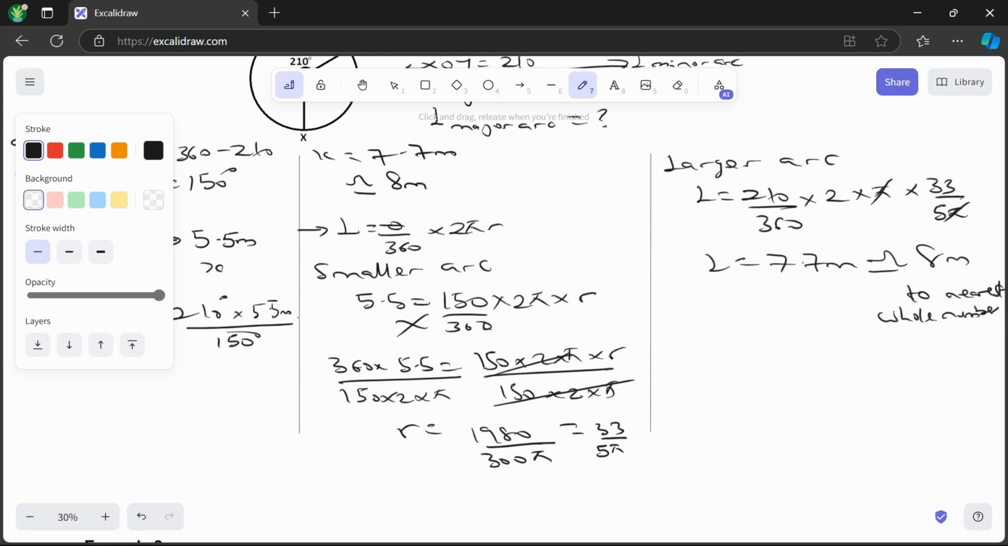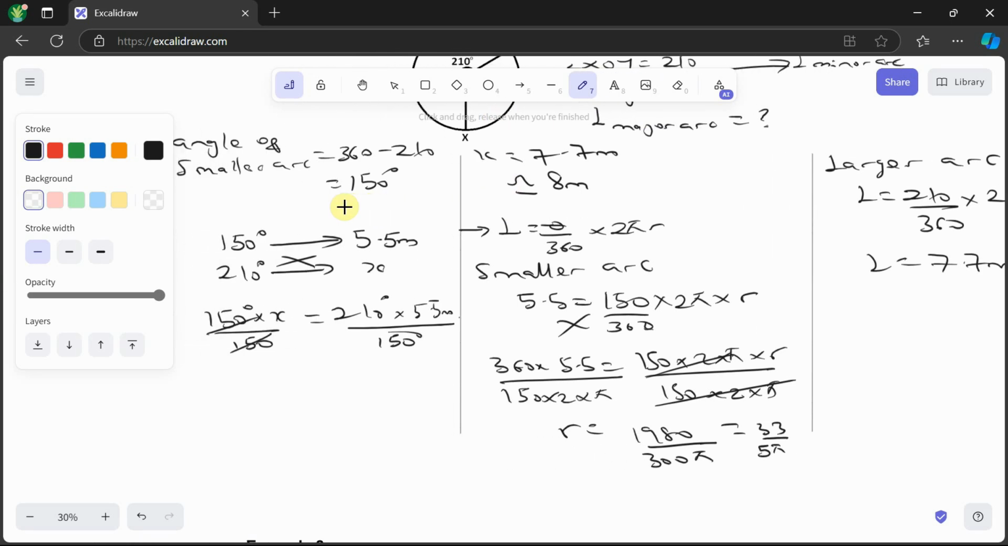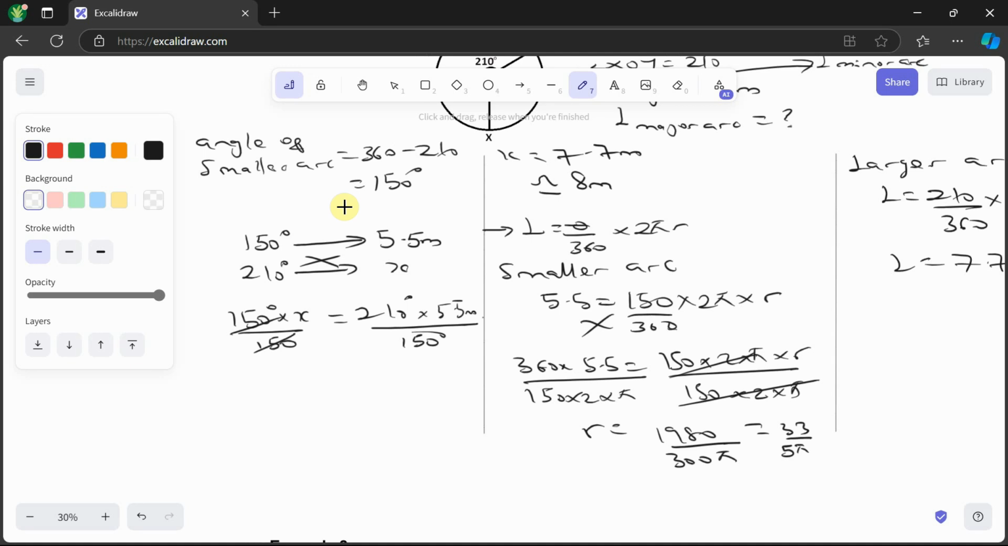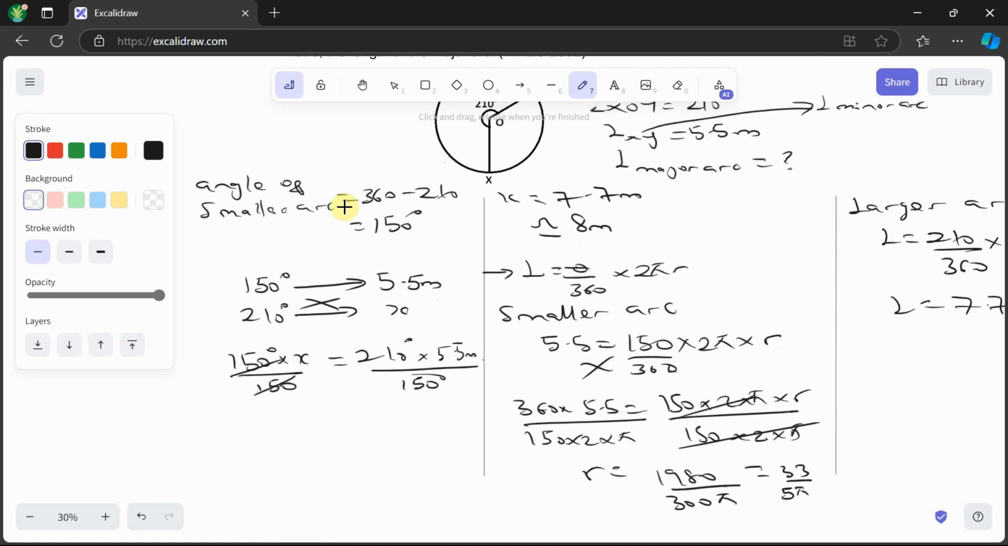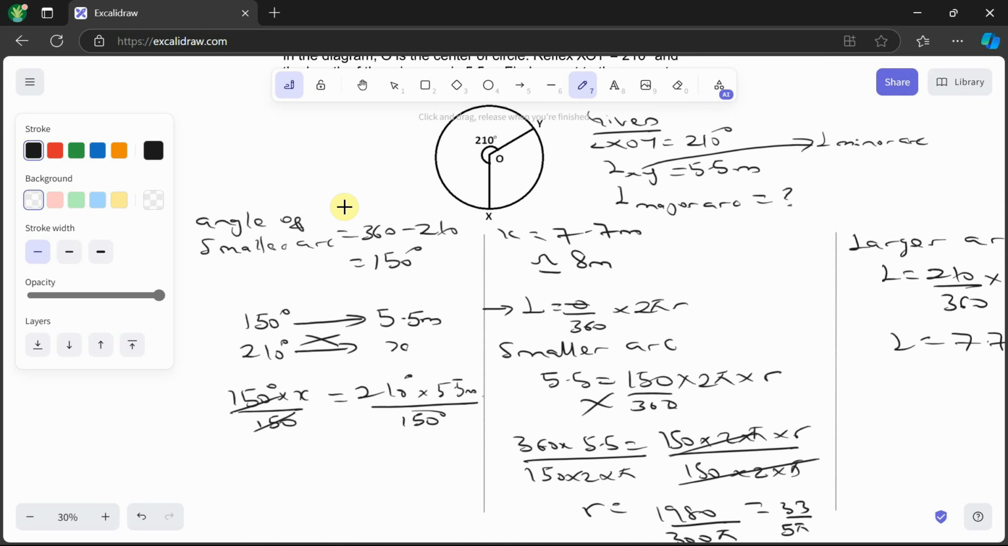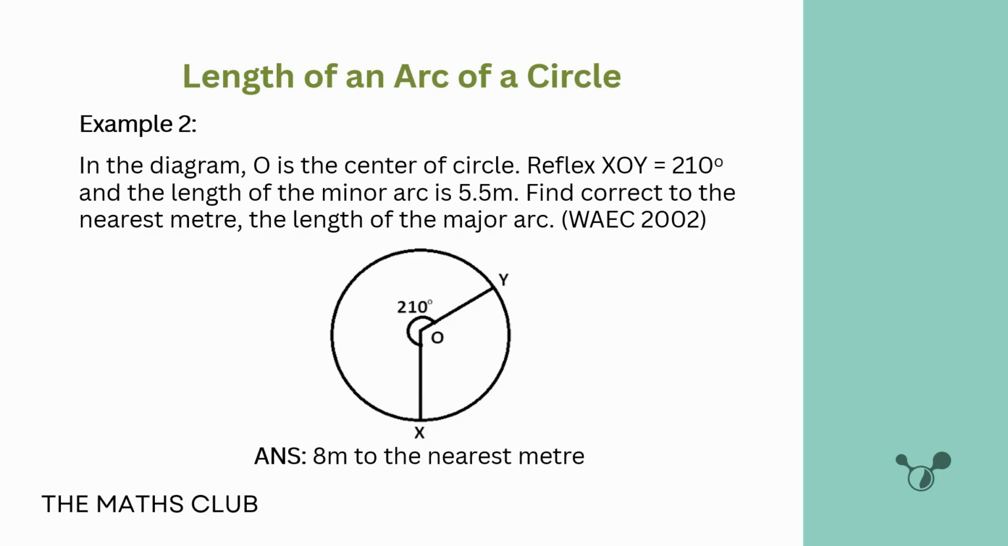So it's the same result, but especially if it's an objective question, you want to use the simplest method to get what you want. It's just a game of ratios. That's everything about all these lengths. So let's see if our answer is correct. So this is 8 meters to the nearest meter.